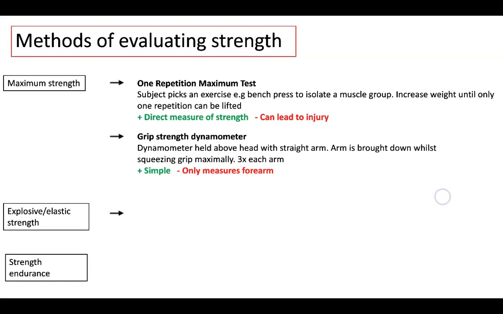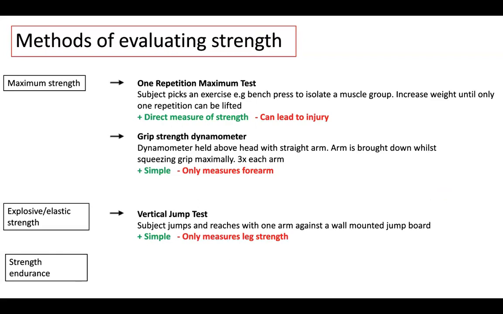Explosive strength. So we can test explosive strength using the vertical jump test. So I'll show you a video of this in a lesson as well. You may have done this in school. So the subject jumps and reaches with one arm against a wall mounted jump board, and you've got to see how far or how high you can jump. The more height you get, the more explosive strength that you have. So again, this is simple, it's easy to use, it's minimal equipment needed. Tests could be administered by the participant themselves. So again, it's a good test to use. Disadvantages are it only measures leg strength. So again, with this one, you're not measuring upper body strength.